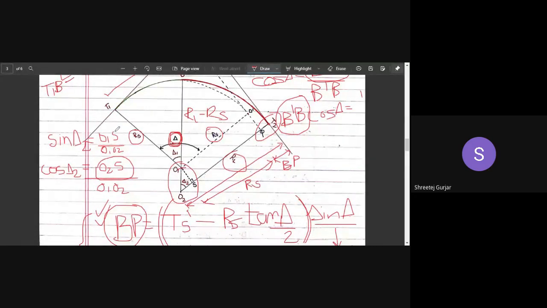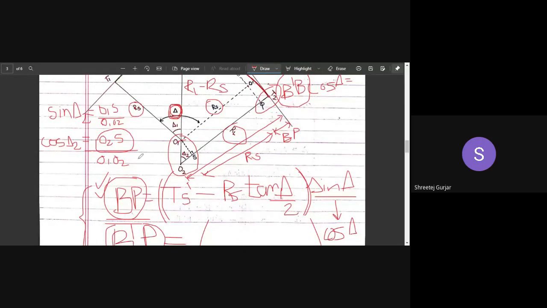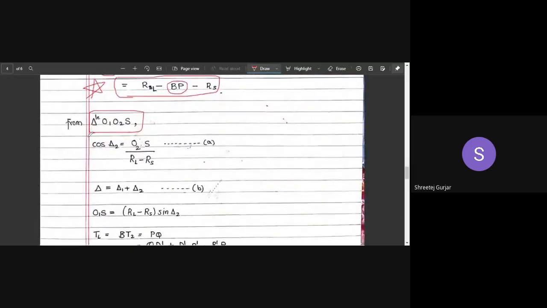So O2S we know, O1, O2 also we know. We can calculate cos delta 2. That is what I've written here. You can see cos delta 2 is O2S divided by RL minus RS. So you can calculate cos delta 2, and from cos delta 2, if you do cos inverse, you will be left with delta 2. We have calculated delta 2, and we know this particular property: delta 1 plus delta 2 is equal to the total angle. So we can calculate delta 1 also.